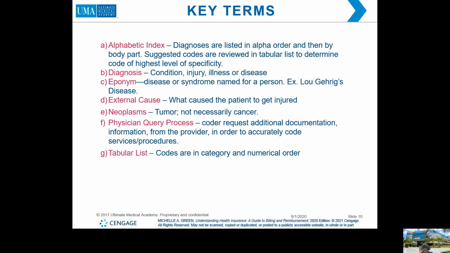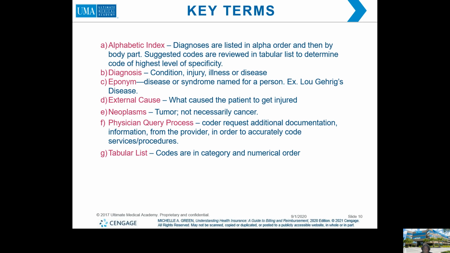Here are some key terms. The alphabetic index. Let's call it like a table of contents. The diagnoses are in alpha order, and then by body part, you go to it, you look up your diagnosis, it gives you suggested codes, and then you have to do something else with it, and we'll get to that. A diagnosis is a condition, it's an injury, it's an illness, it's a disease. Those four things are different.